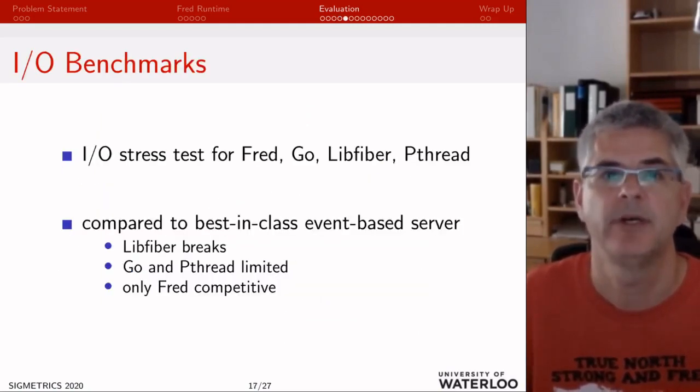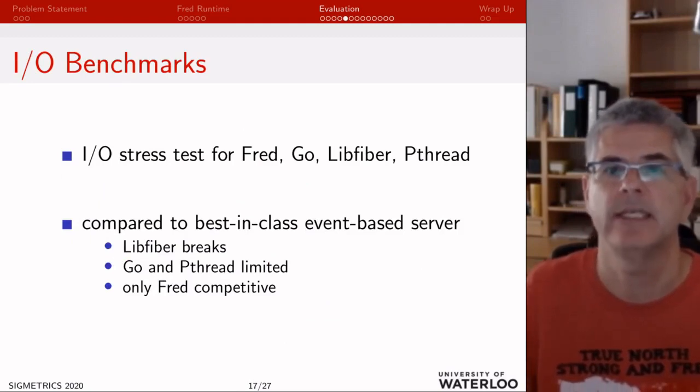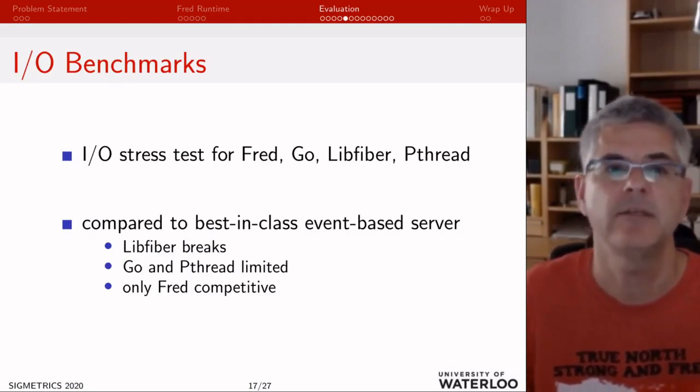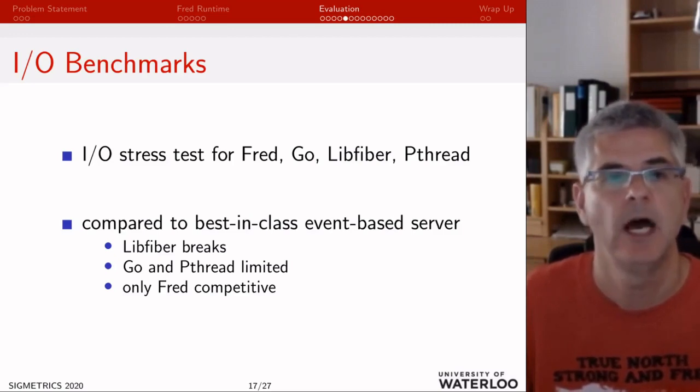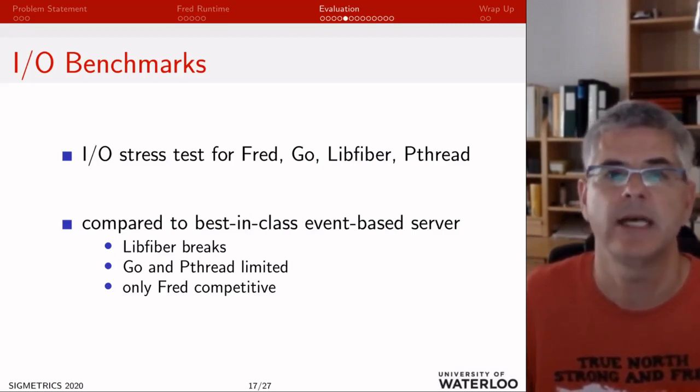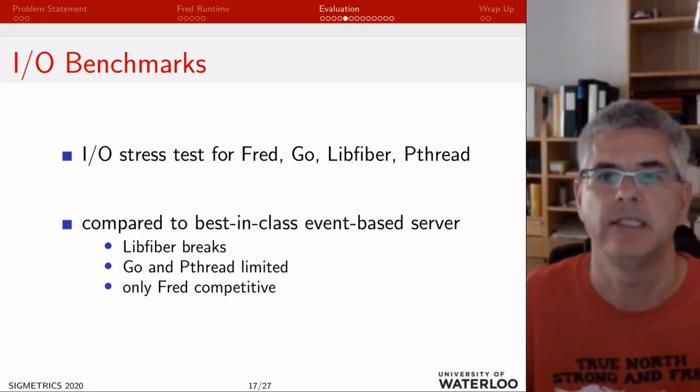The next round of experiments is about I/O stress testing and is modeled after an industry benchmark from TechEmpower. We have included only those threading runtimes that support appropriate I/O blocking, but also add a best-in-class event-based web server as reference. Unfortunately, libfiber breaks under even modest I/O load and is thus also excluded from these experiments.